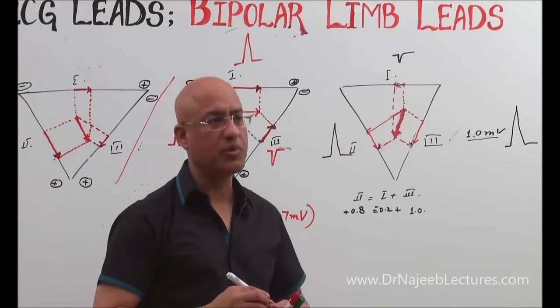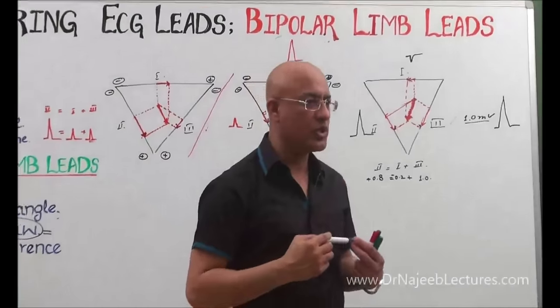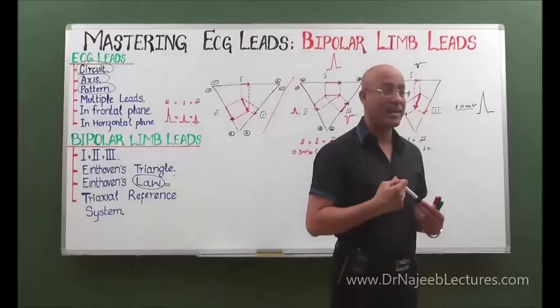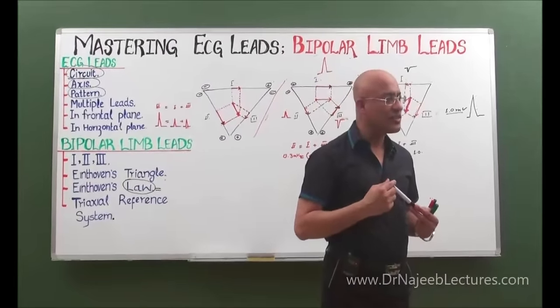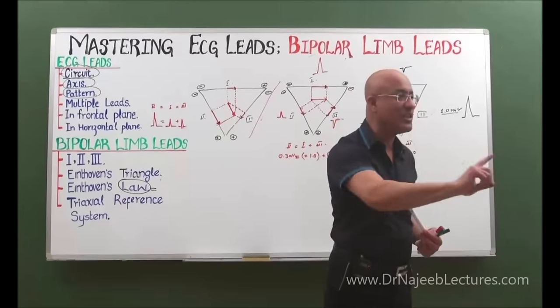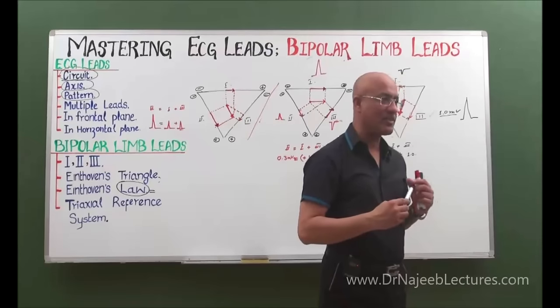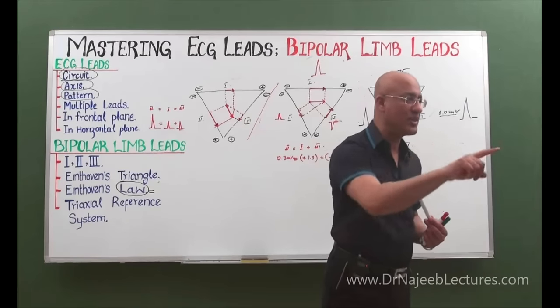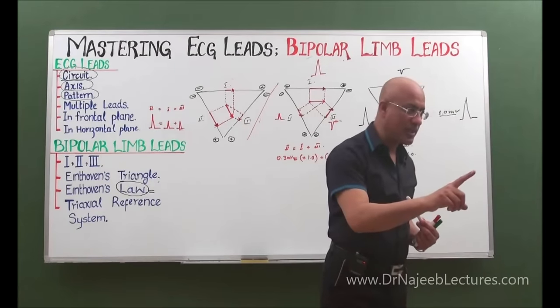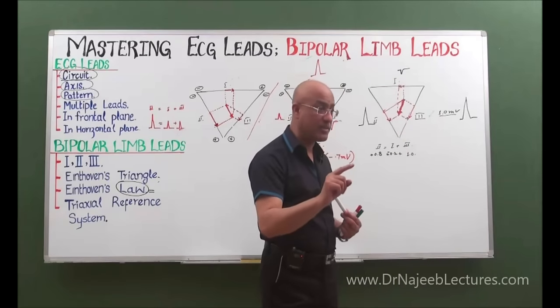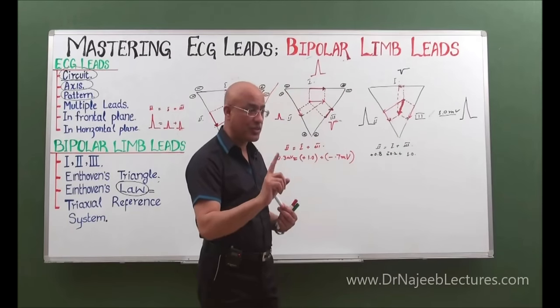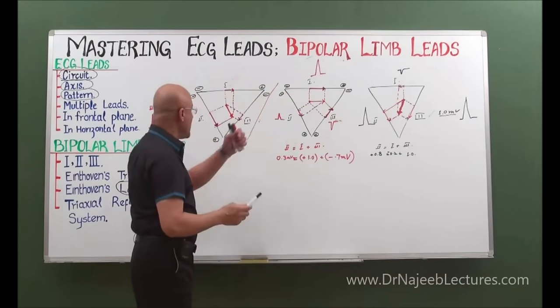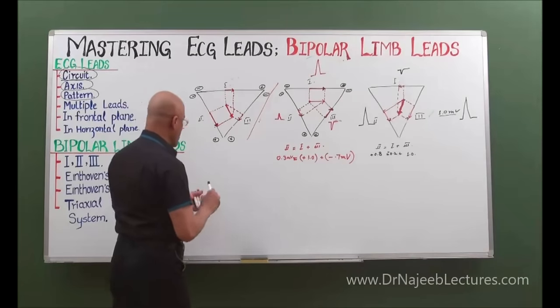True. So what we are learning up to now is that as you change the position of the electrical axis of the vector, the electrical axis of the vector changes, but the electrical axis of the lead does not change. Because if the electrical axis of the lead changes, then the lead number changes. You are understanding, we are only discussing bipolar limb leads, 1, 2 and 3 in an Einthoven's triangle. Now, another example. Okay.